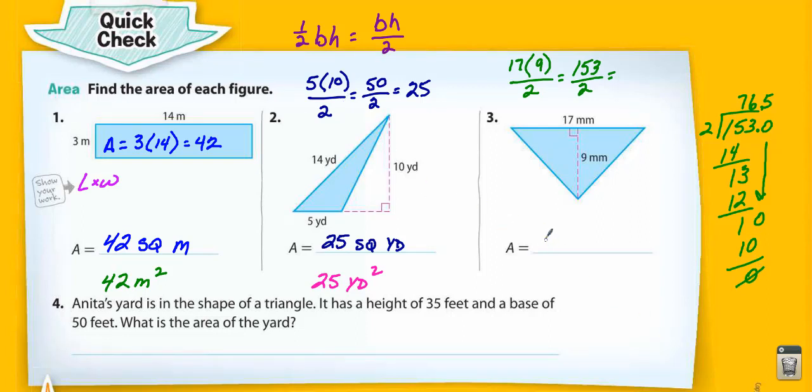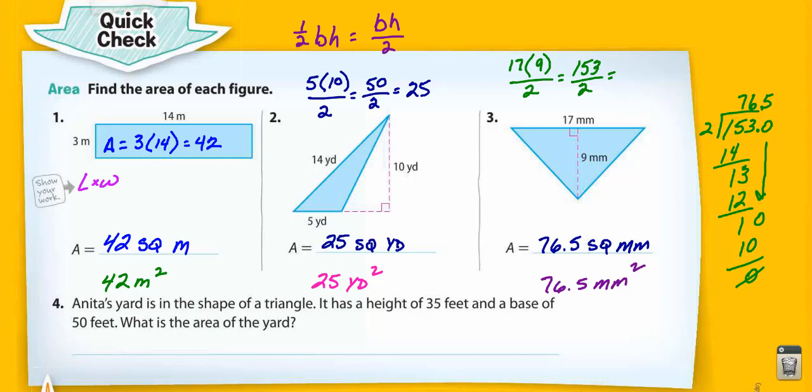And then I'm ready to go ahead, and so my area is 76.5 square millimeters, or I can go ahead and write that as 76.5 millimeters squared. Either one of those works as the way of showing the area of the triangle on number 3.